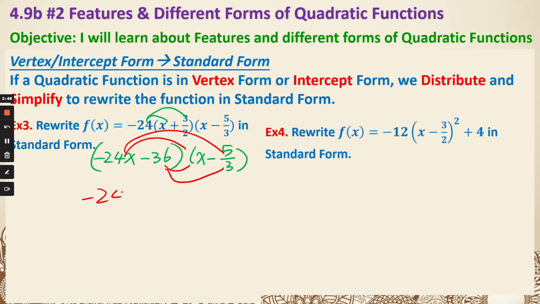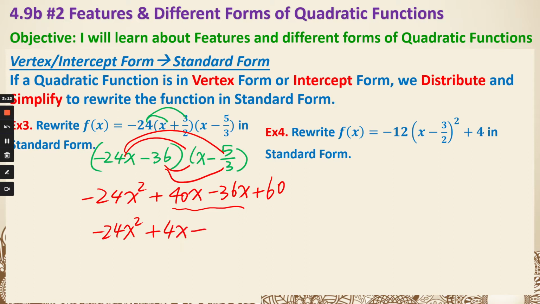So we have negative 24x squared. Then negative 24x times negative 5/3, that's going to be plus 40x. Negative 36x. And negative 36 times negative 5/3, that's going to be plus 60. So altogether, we have negative 24x squared. These two becomes 4x, then plus 60, with f(x) in the front. That is example 3.